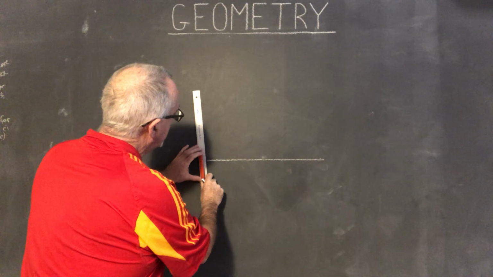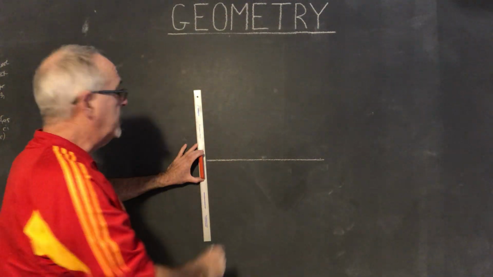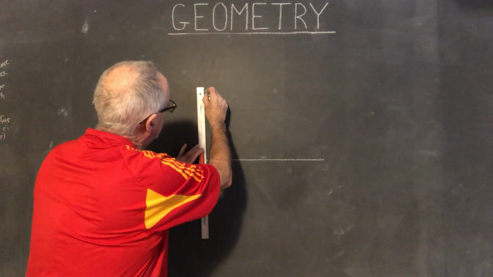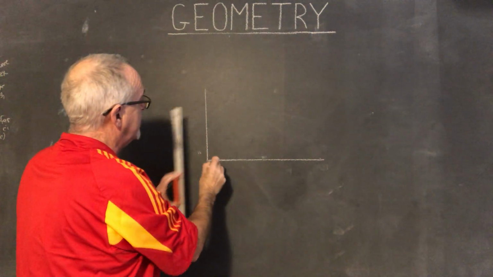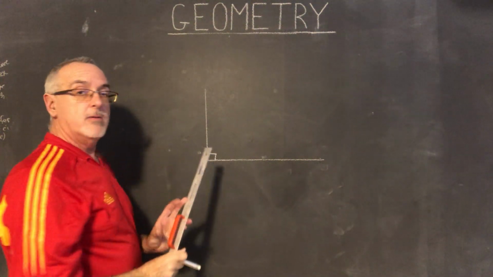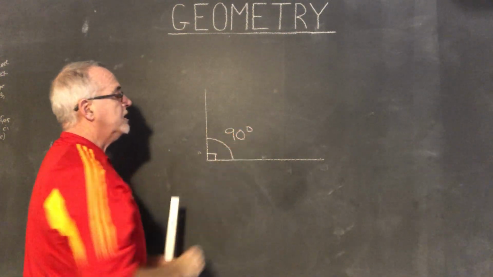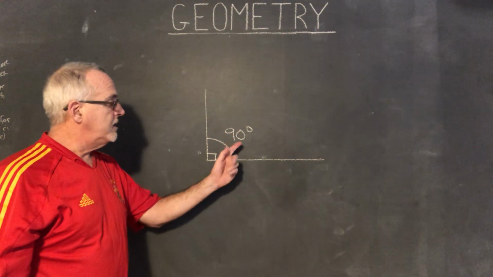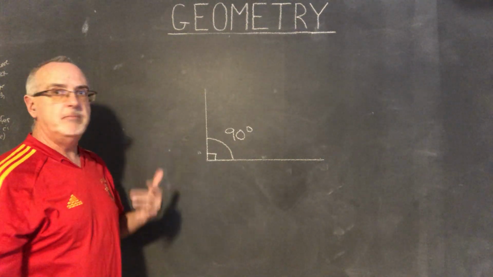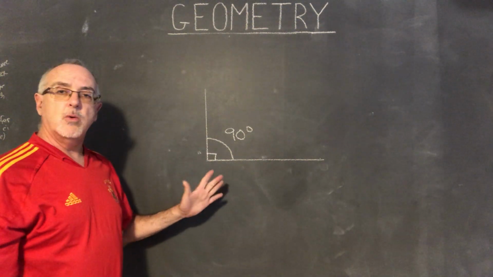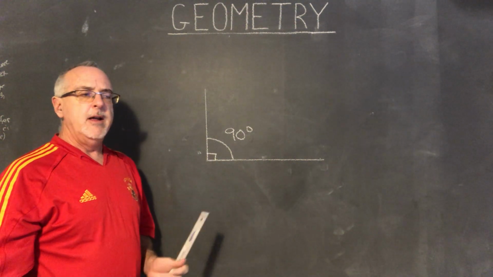So if I draw a line that's perpendicular to this one, and I'm doing that without a protractor right now, I am drawing a 90-degree angle, which I can show the usual way with an arc and description of the angular measurement, but I can also put this little square that shows there's a 90-degree angle there.